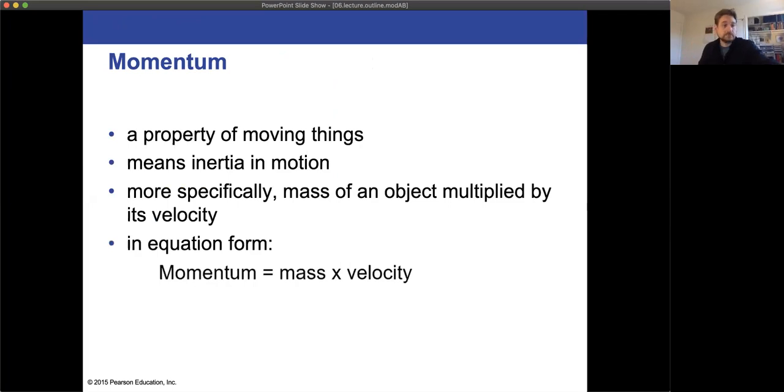Momentum, we have already defined, is a property of moving things. It's an expression of inertia, but only for a moving object. Now, an object at rest also has inertia. If it's moving, then we can talk about momentum as a way to measure the inertia associated with its motion. This was our definition, that momentum is mass times velocity.